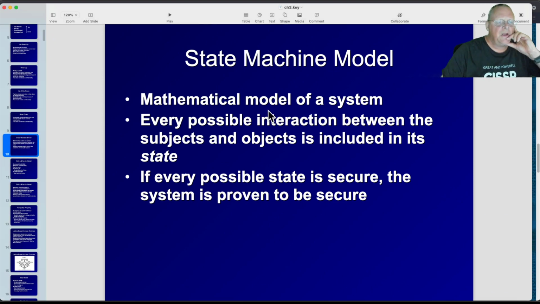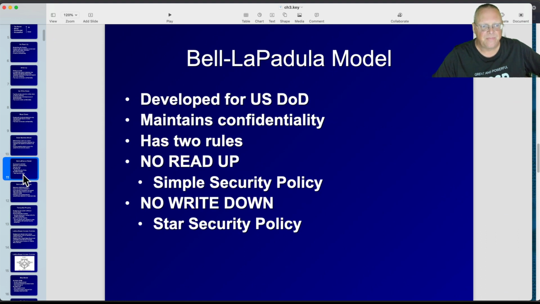All right, so the state machine model is another way to formally define computer security. You have a mathematical model and various states and possible interactions, like this person can read that, this person can write to that. You make sure that every possible state the system can reach still obeys your security policy. That would be what it means to be secure.